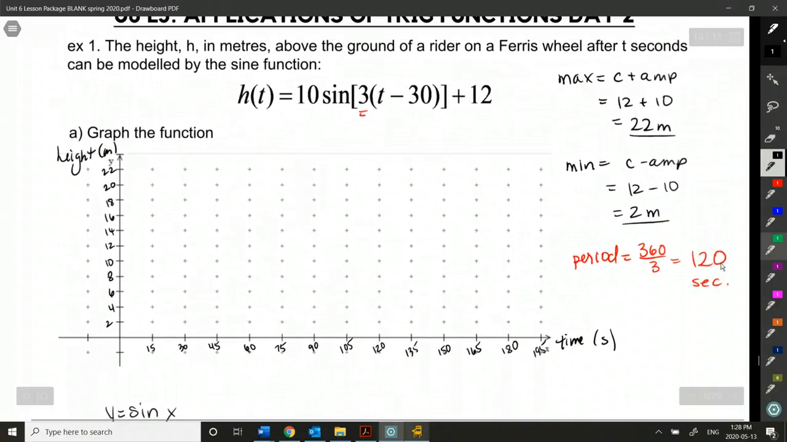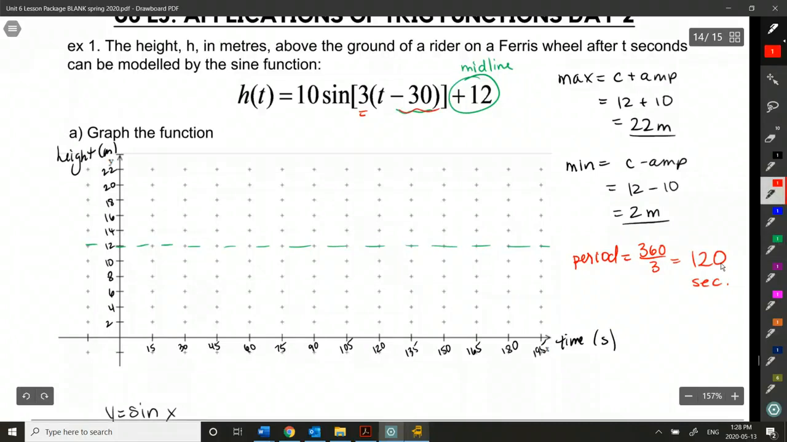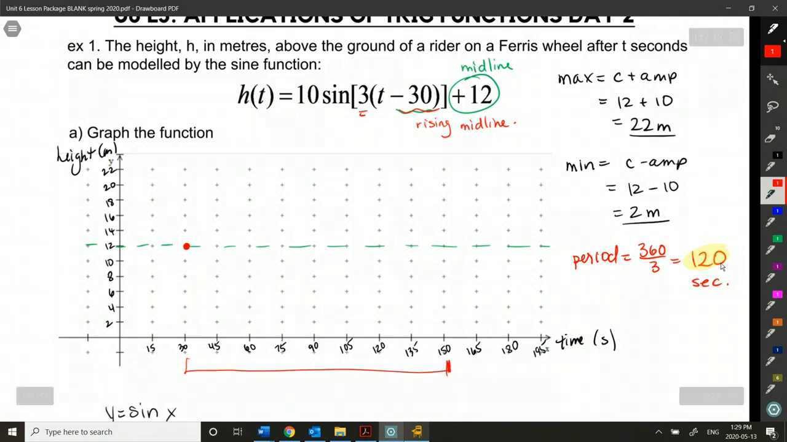But I want to show you a little trick to graphing these that you can use in your transformations. Let's start with the midline. That's the c value. You're just going to sketch that out with a dotted line here. And you're going to plot the d of sine, which is 30 to the right. This is actually the rising midline. So I'm going to trace along this c line until I hit 30 to the right, and that will be my first point. Now, because I know that the period is 120 seconds, I know that 120 seconds after 30, which is at 150, I'm going to hit the same point again.